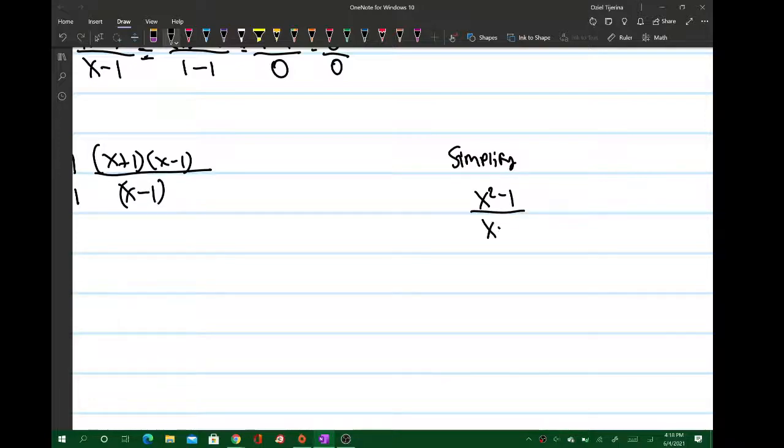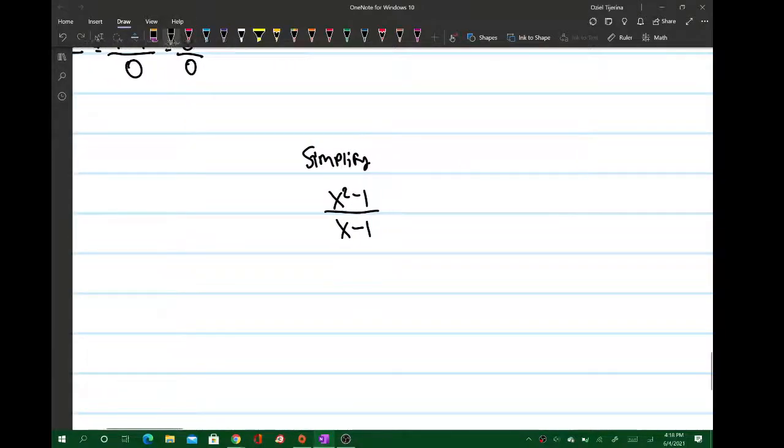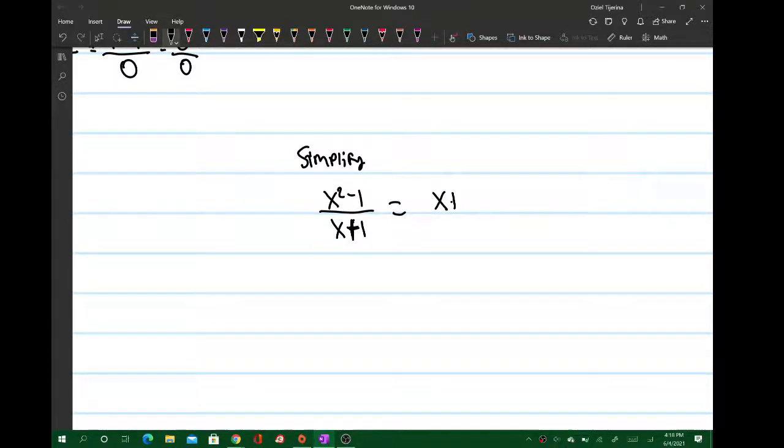I believe I went over this when I used to do college algebra videos, because yes, we have to know how to do this. This is x plus 1 times x minus 1 over x plus 1. This cancels out, so we're just left with x minus 1.